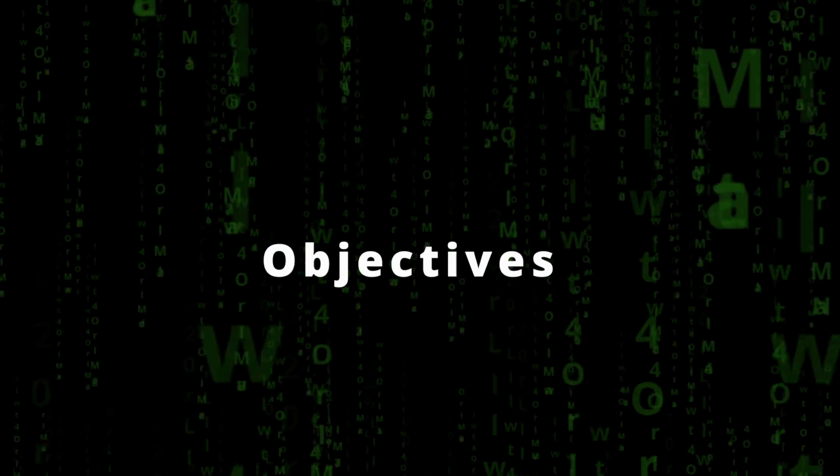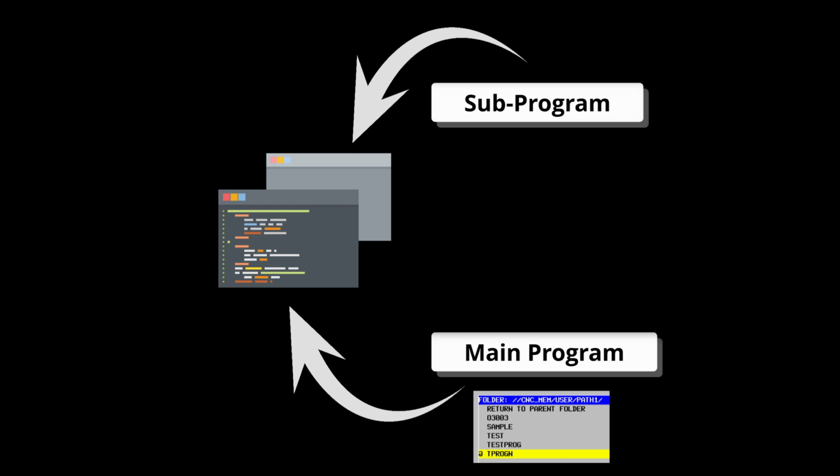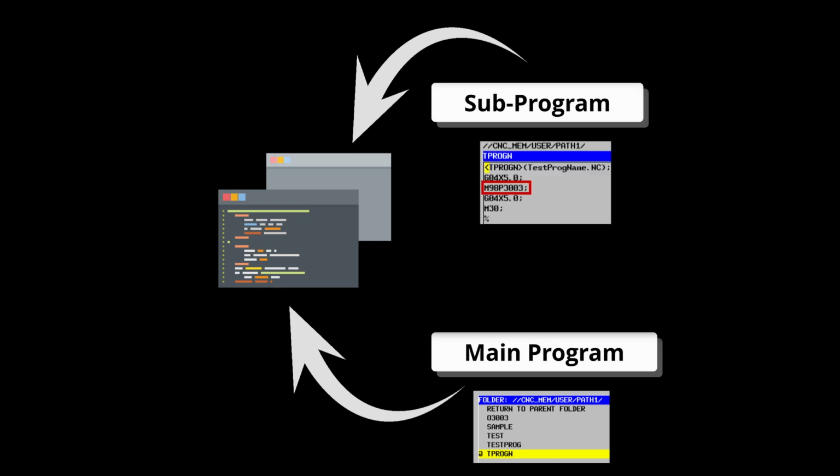Today, I figured we'd go over how to read programs from the Fanuc. In the Fanuc, there are two types of programs, the main program and a sub-program. The difference between them is that the main program is activated using the Fanuc screens, and a sub-program is called from inside the main program. Sub-programs typically perform an action such as a tool change, and then return to the main program.